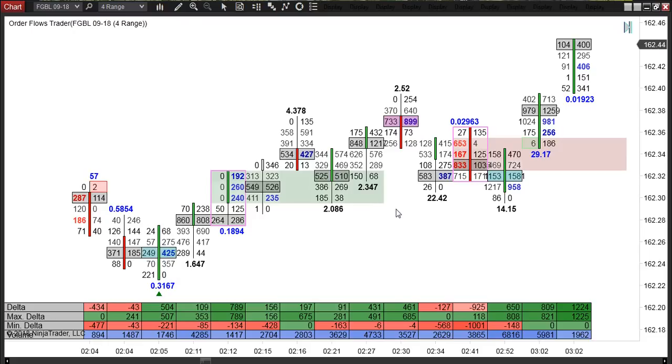So again, it's not about trying to predict highs or lows, but rather you can find the highs or lows when the market is telling you, hey, you know what, based on the order flow, we're putting in a low or we're putting in a high. So that's how you use the tools of order flow.